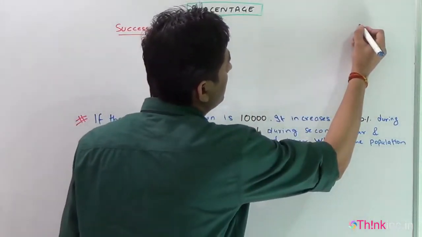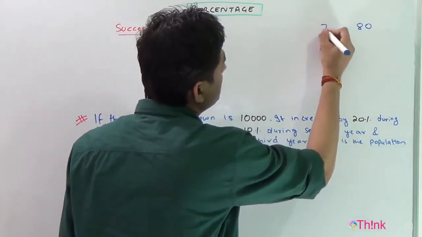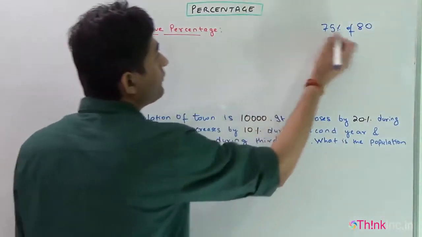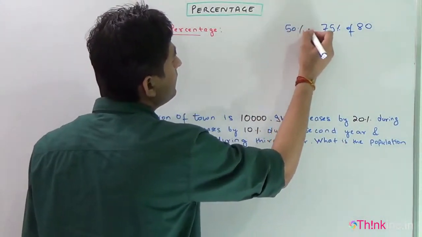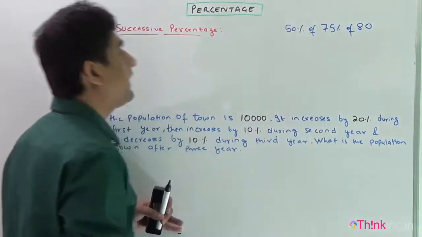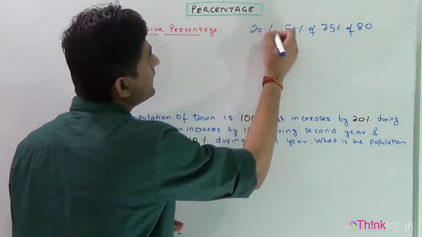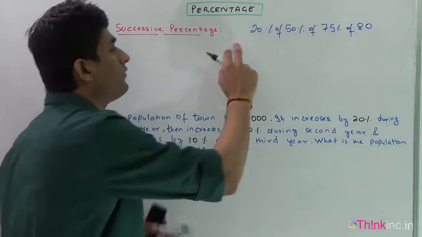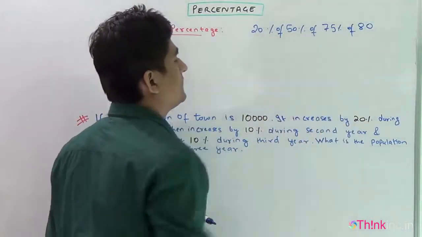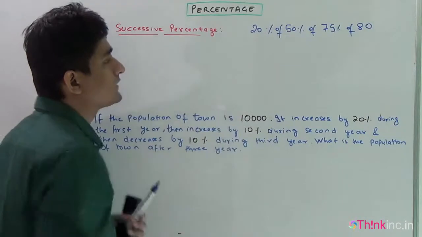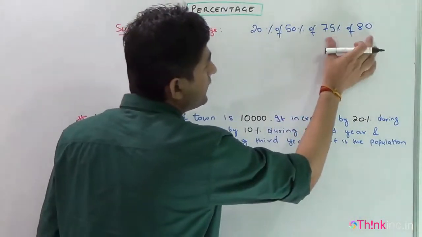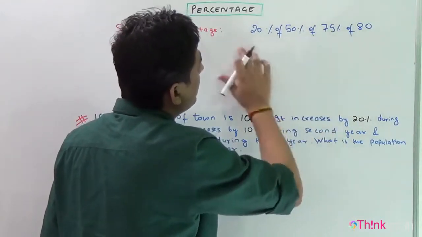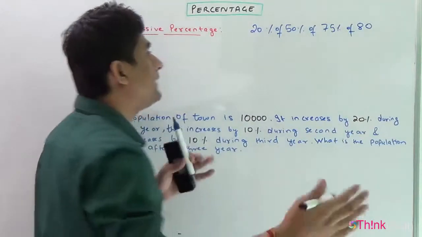Suppose we have to calculate 75% of 80. Then we have to again calculate 50% of 75% of 80, and again we have to calculate 20% of 50% of 75% of 80. We have to find the value of this expression. Okay, this is a case of successive percentages in which we'll get a resultant of this value, then we have to calculate this whole sum, and then again we have to calculate this complete expression.